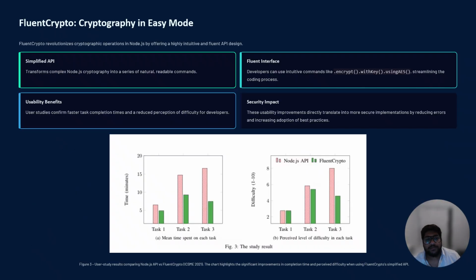Fluent Crypto brings similar usability principles to Node.js. Rather than configuring algorithms and padding manually, developers can chain intuitive commands such as encrypt with key dot using AES. The study compared Fluent Crypto to the default Node.js API. Participants completed cryptographic tasks in far less time and rated them as much easier. The figure highlights both metrics, time savings and reduced difficulty. These improvements prove that API design doesn't just help productivity, it directly enhances security by preventing misconfiguration.